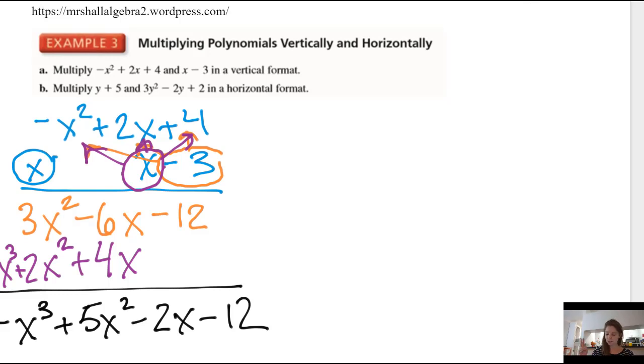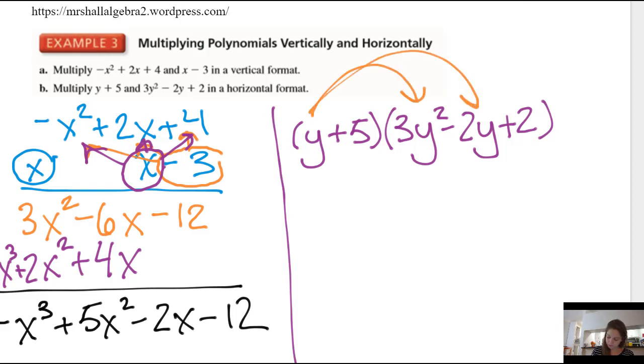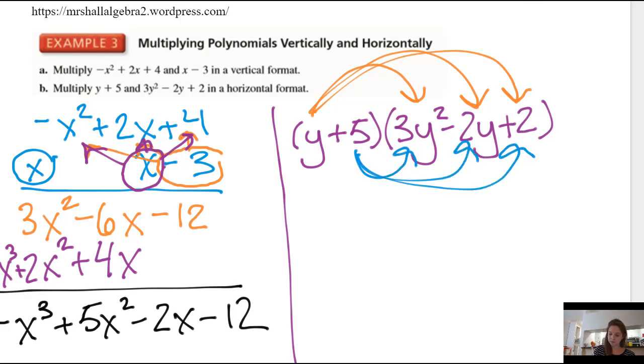The other method is horizontal format, and that is where you put them next to each other. So y plus 5 times 3y squared minus 2y plus 2. And now what you can do is you can take y times every term, and then you can do 5 times every term. And then you'll combine like terms.